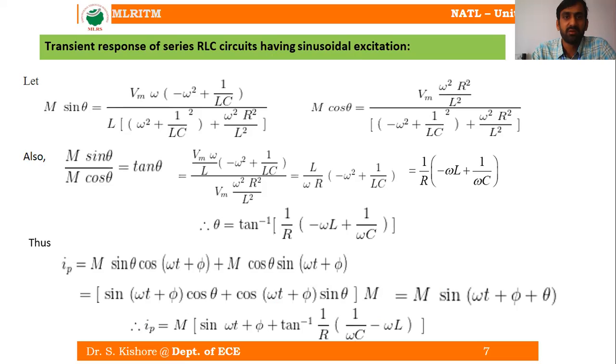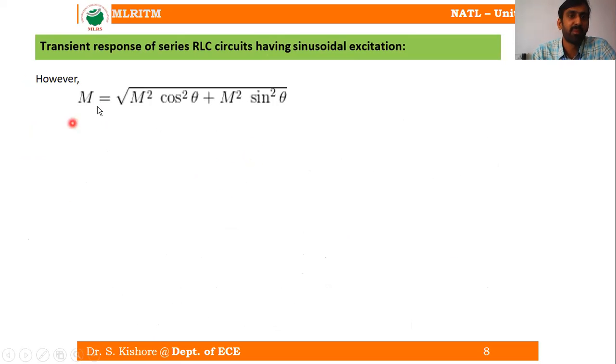Right? So now the next equation, however, we know that m we can write. So for simplifying, to get the value of m, what I am writing is m equal to root over m square cos square theta plus m square sin square theta. Whether I can write this? Yes, because if we take m square as common, sin square theta plus cos square theta is going to be 1, root over m square is going to be m. So this equation is correct, right? So from this, I can easily find the value of m.